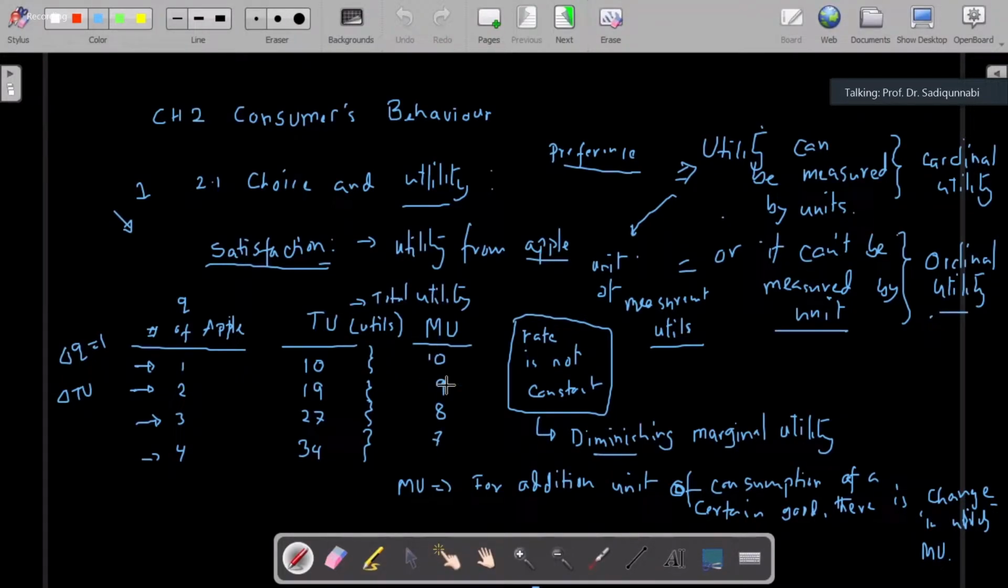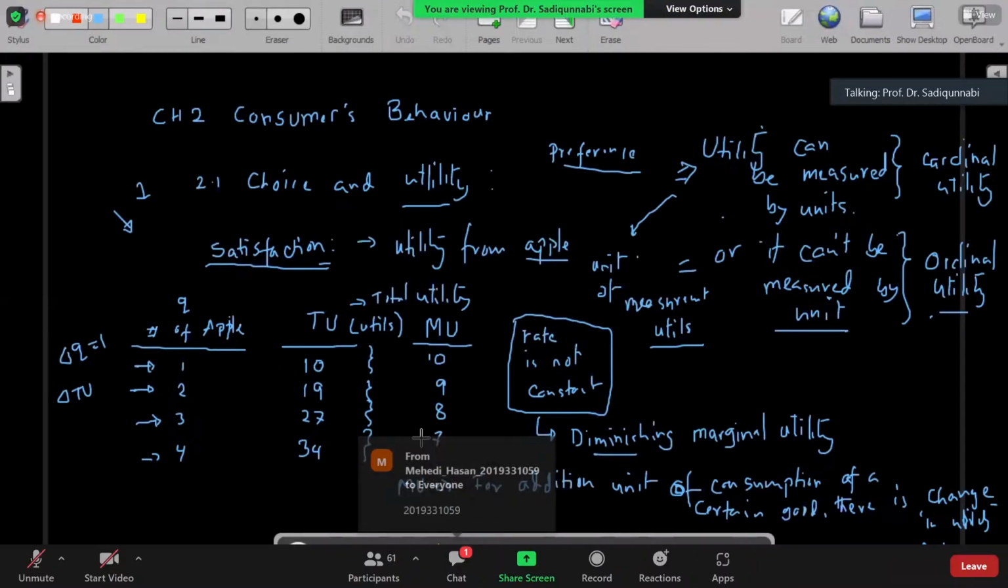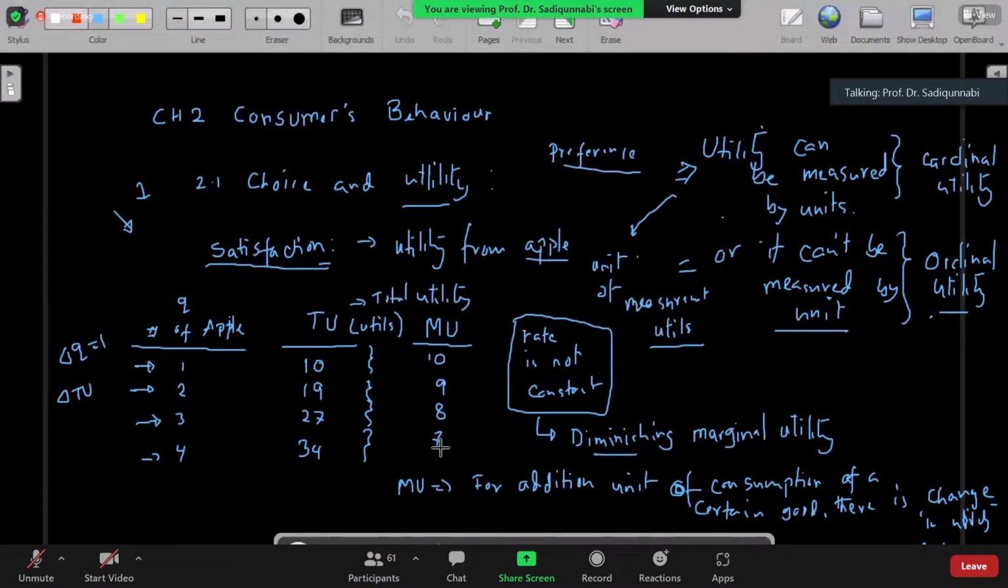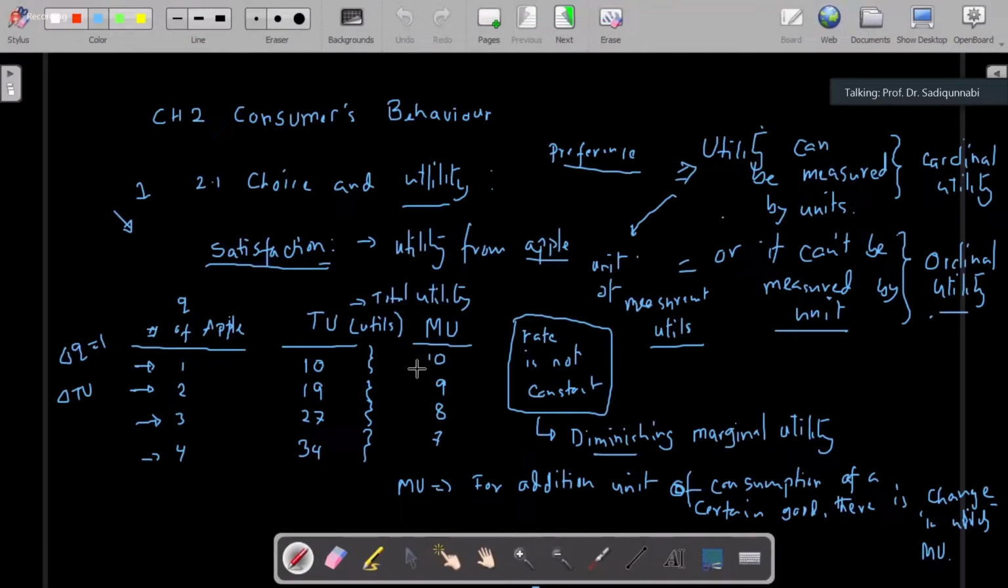If marginal utility is 10, 10, 10, 10, the utility curve would be a straight line. If marginal utility is 10, 12, 15, 17 or something like that, it is called increasing at an increasing rate, the convex curve. But because marginal utility is decreasing, it is called the law of diminishing marginal utility. Marginal utility diminishes when you consume more and more goods. Okay. All right.